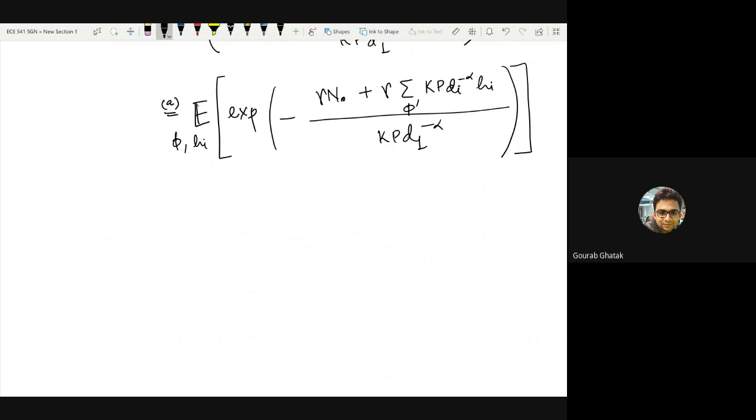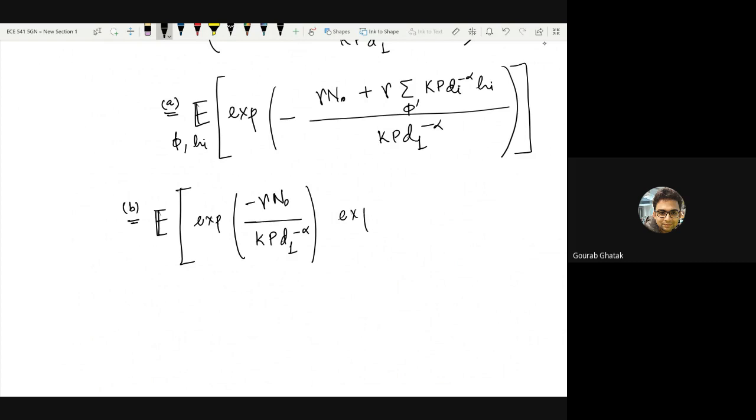right? So if we separate this and go to the next step, we have an expected value of exp of minus gamma n0 by kp d1 minus alpha, times exp of minus the summation across phi dash of kp di minus alpha of hi by kp d1 minus alpha. Okay, I will not proceed further, but make a couple of inferences at this point.